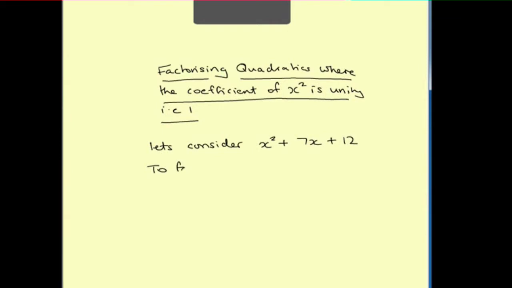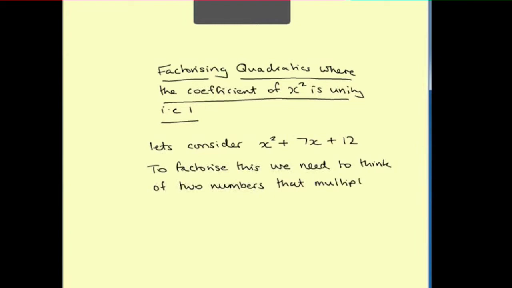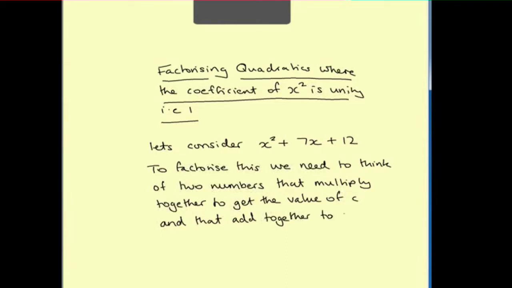So to factorize this, we need to think of two numbers that multiply together to get the value of c, and that add together to get the value of b. So what does all this mean?